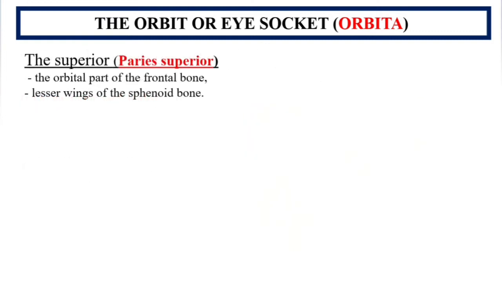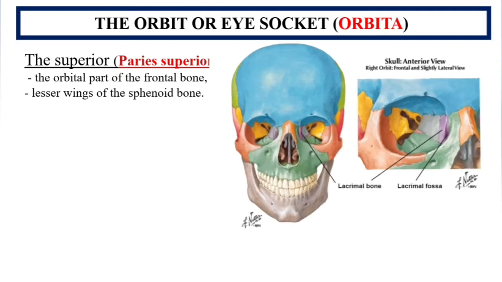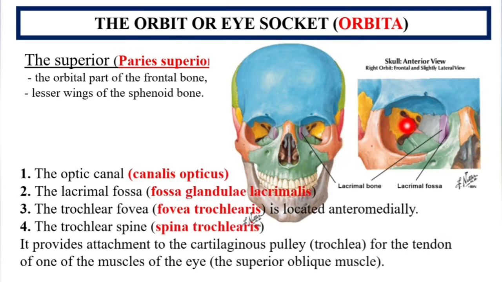Okay, then next we'll talk about the walls. I told you the orbit has a superior wall or roof, inferior wall or floor, and the medial and lateral walls. We are starting with the superior wall, paries superior. The superior wall of the orbit is formed by the orbital part of the frontal bone here and the lesser wing of the sphenoid bone. There are some observable features in this view. Firstly, there is the optic canal, canalis opticus here. This one actually pierces the lesser wing of the sphenoid.